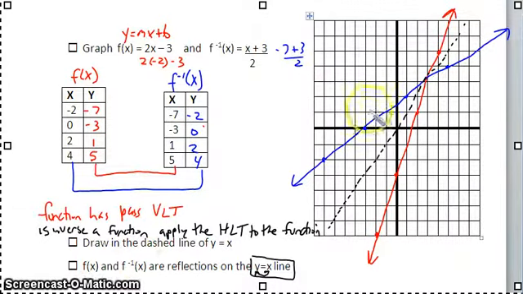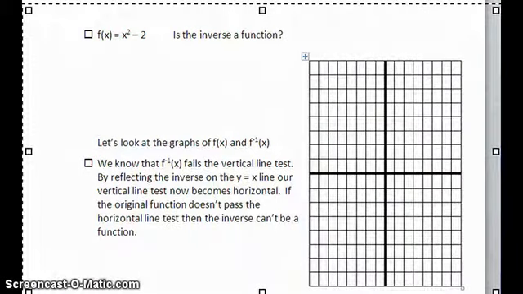So if you want to know if the inverse is a function, apply the horizontal line test to the original function. If you want to know just whether the graph that you're looking at is a function, you use the vertical line test. So you now have to keep straight in your mind, when do you use the vertical line test and when do you use the horizontal line test. So let's keep in mind the concept of the horizontal line test when we're dealing with this next example.